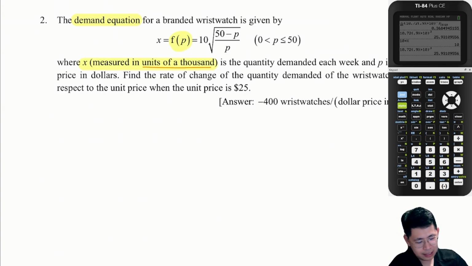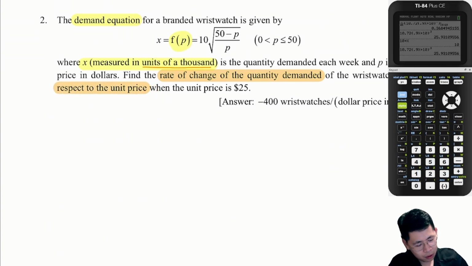Right? Then this one is the quantity demanded each week. P is the price in dollars. Okay. So what we're going to do is find the rate of change of the quantity demanded of the wristwatches with respect to the unit price.